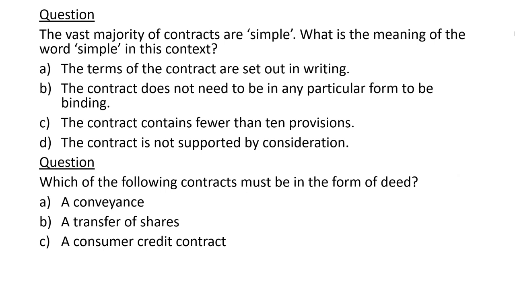So any contract that is for the transfer of land or leases must be in form of deed. Conveyances means transfer. So any contract that is for the transfer of land or lease, also known as conveyances of land or lease, must be in form of deed. So basically he's asking you which of the contracts should be done in the form of deed. So whenever you contract with another party for the transfer of land or lease, by transfer we also mean a conveyance, that is always in form of deed. So option A will be correct.